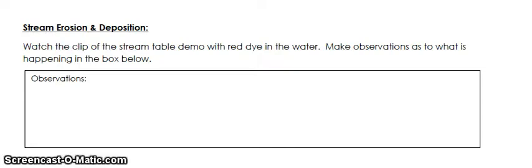What we'd like you to do is make observations as to what you are seeing, and you might want to even use some words that you learned yesterday in your lesson, specifically the words meander, oxbow lake, and of course erosion and deposition.